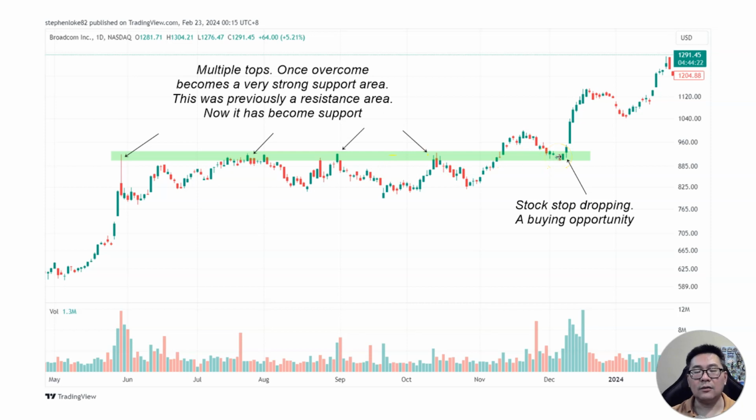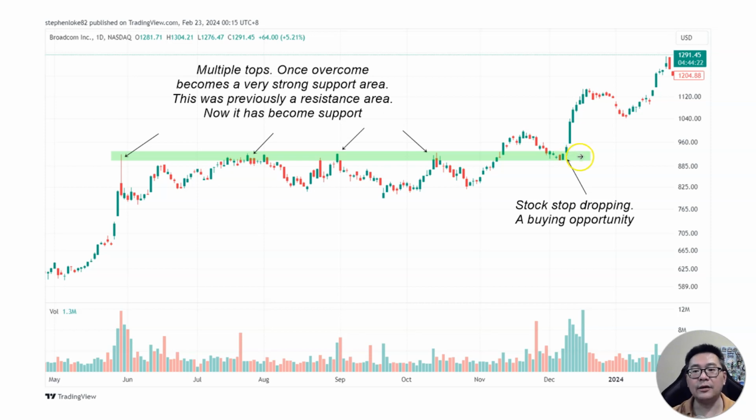Well, this is going to be a very strong area of support, and that's why it's going to be a very good buying opportunity. And look what happened. The stock drops, forms a bottoming tail, some small dojis here that show indecision on the part of the bears. The bears try to take control, having a bearish bar here, but the next day immediately a green bar forms, and this tells us that bearish momentum is slowing down.